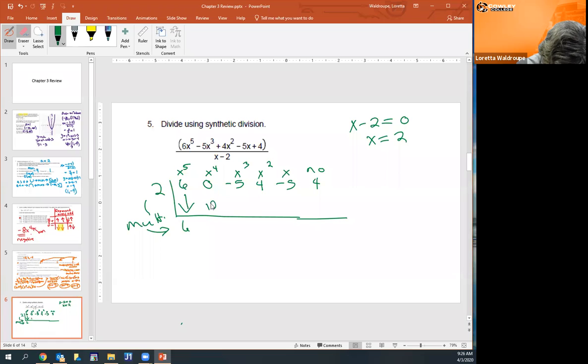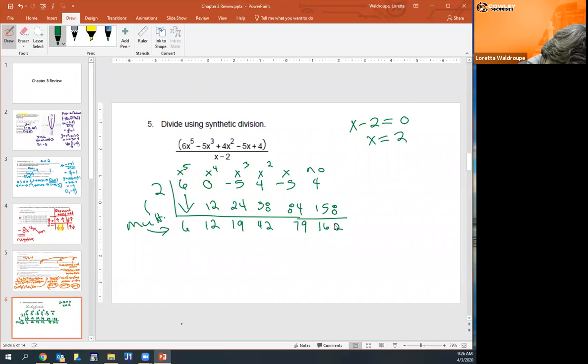6 times 2 is 12. 0 plus 12. 2 times 12. Negative 5 plus 24. 2 times 19. 38 plus 4. 2 times 42. Negative 5 plus 84. 2 times 79. And 158 plus 4. So there's our answer. We just have to write it out.